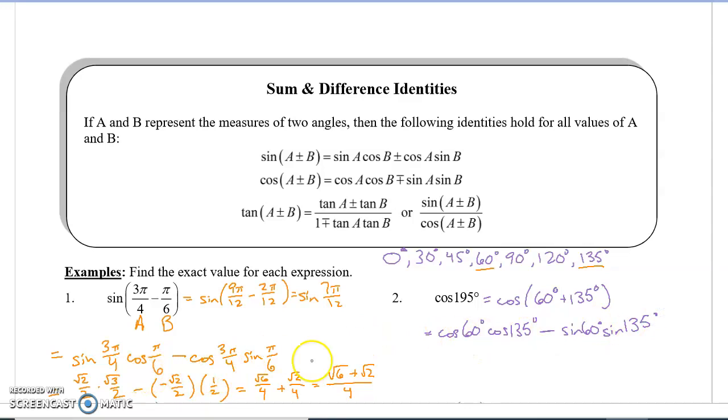And again, just like over here, these are familiar unit circle values. Cosine of 60 degrees is 1/2. Cosine of 135 degrees is negative root 2 over 2.